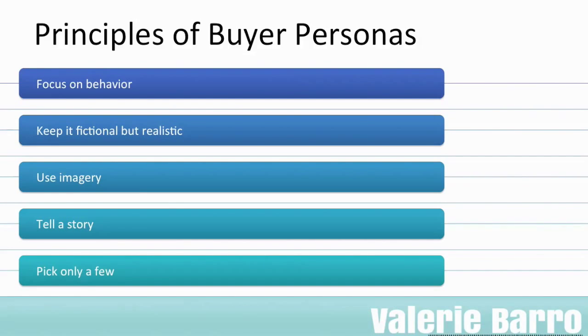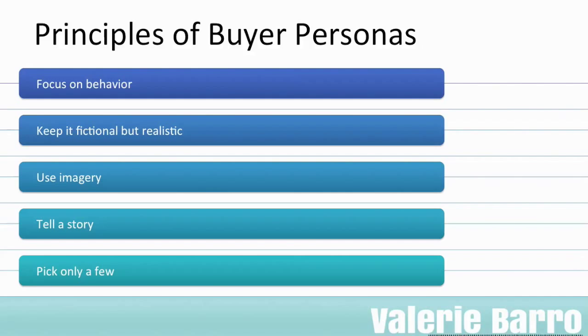The final principle is to pick only a few. The idea here is that we're really trying to focus our marketing efforts. So ideally, you would just choose one persona to focus on. It's okay to have secondary personas though, if you are thinking of expanding your efforts or you feel a strong need to differentiate between various customer bases, then you can always have a few additional personas, but keep them as limited and focused as possible.